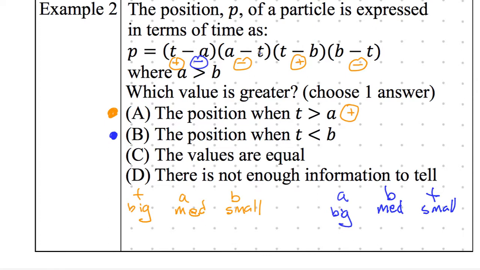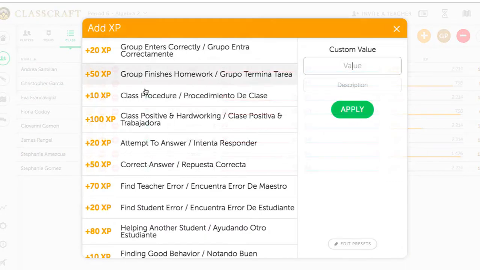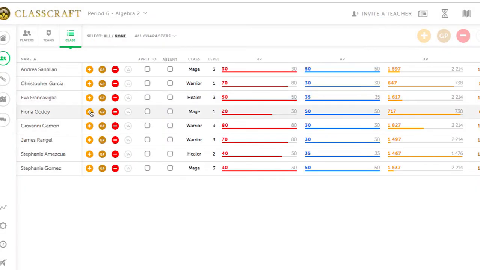All right, so A minus T, big minus small. A minus T is, thumbs up, thumbs down. What are we saying, Chris? It is positive. Nice. And Fiona asked a good question.